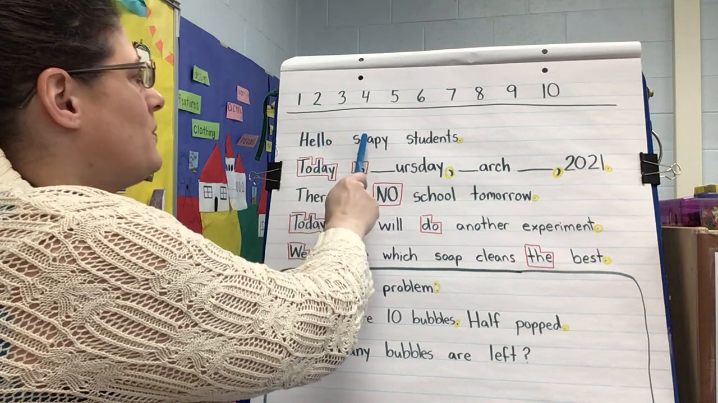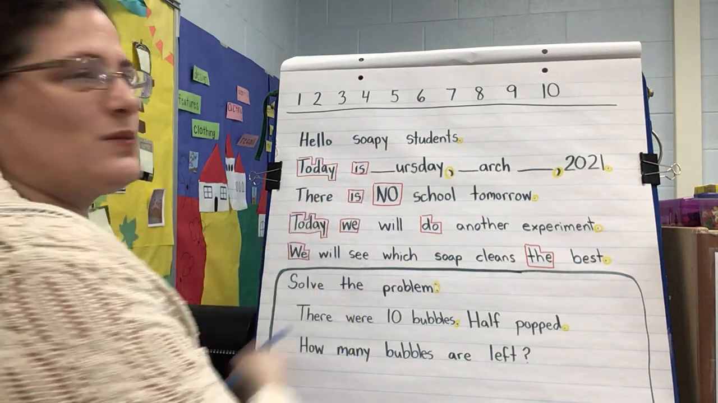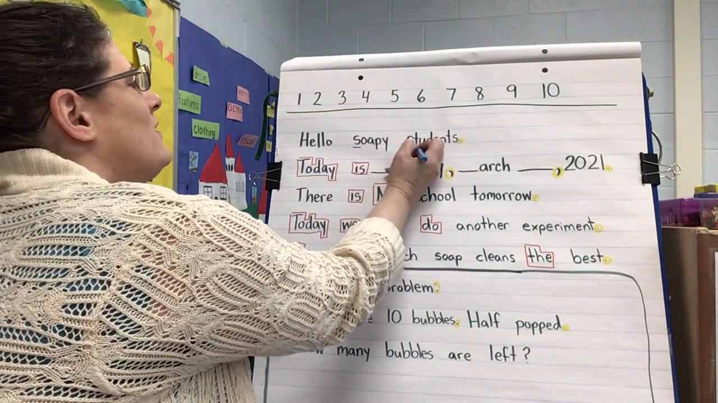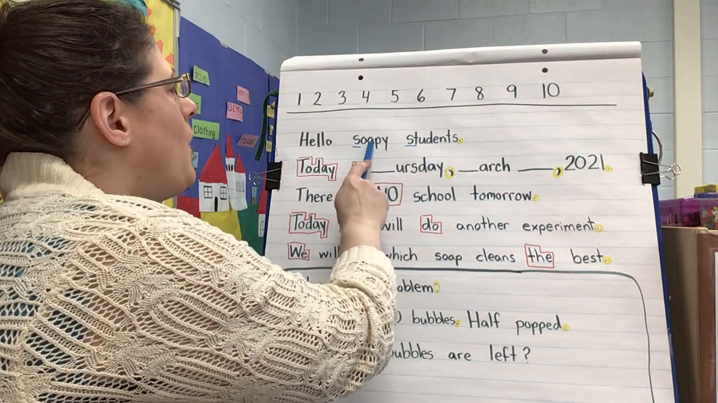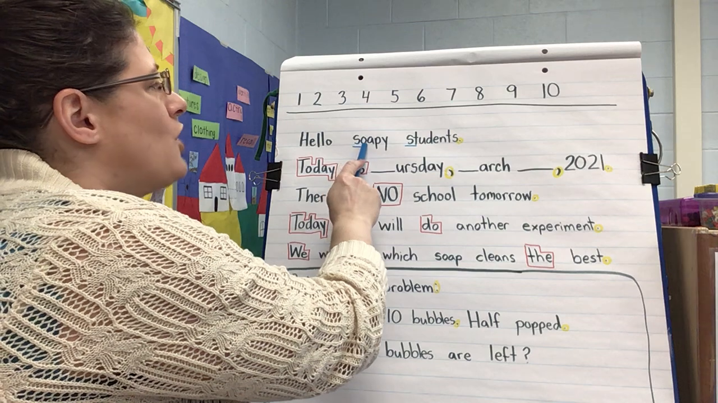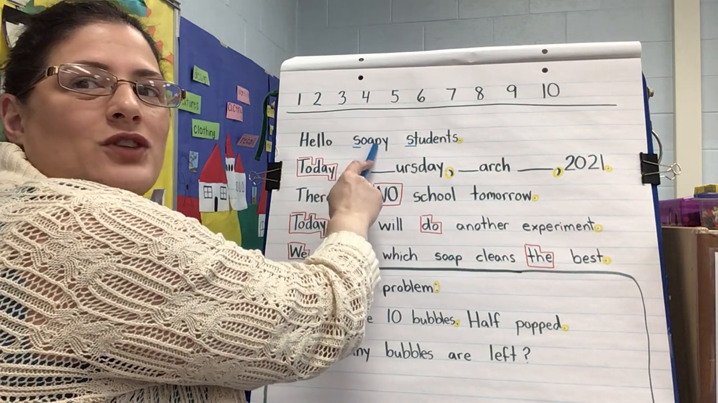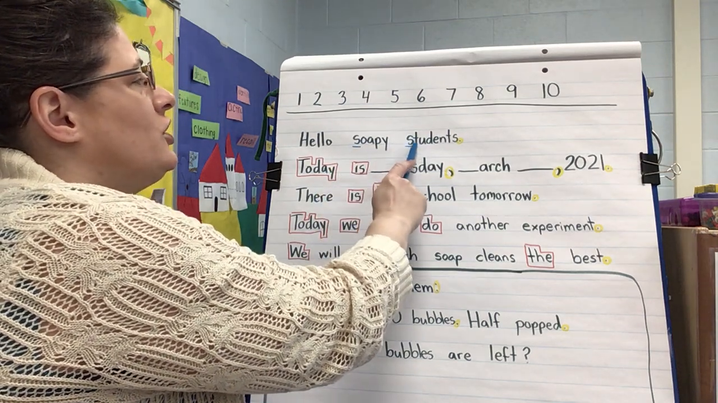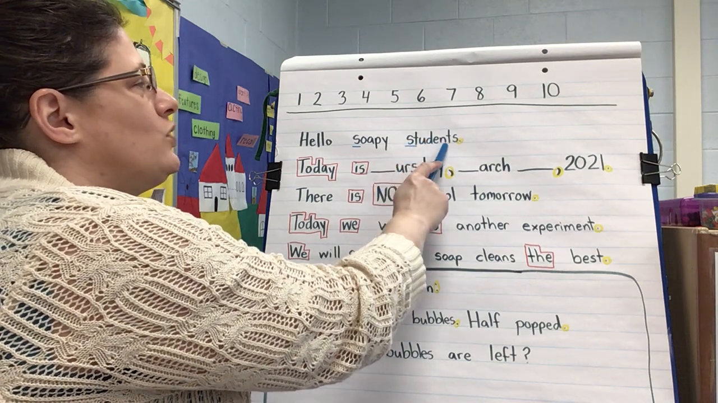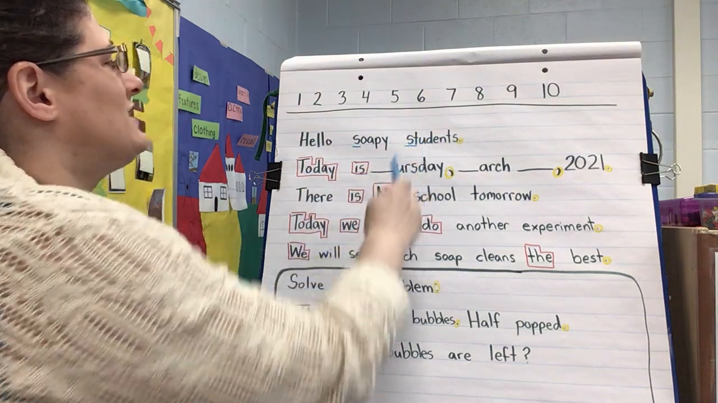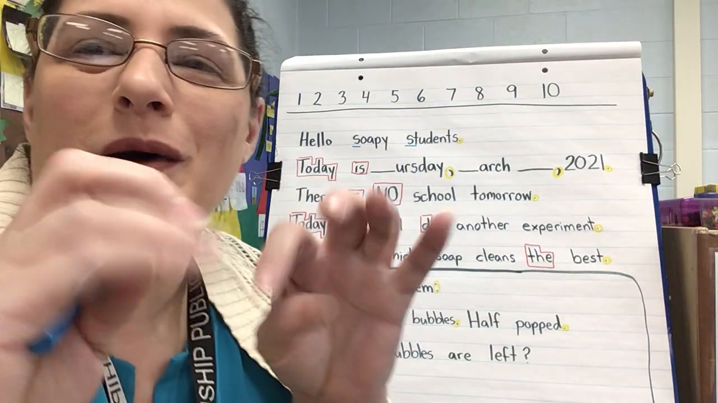Hello. Here's that S word. S here and S here. So it's going to be alliteration. Let's sound it out. S-O-A-P. Soapy. S-T-U-D-E-N-T-S. Students. Hello, soapy students. Bubble, bubble, bubble.